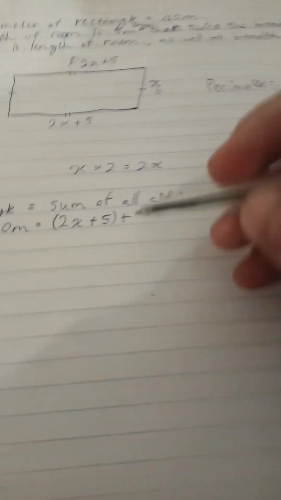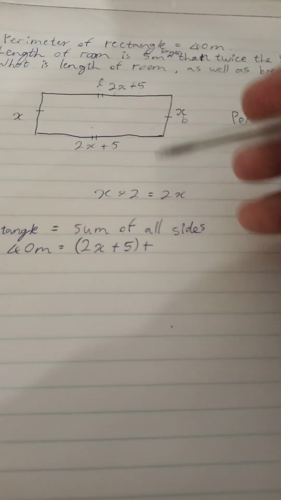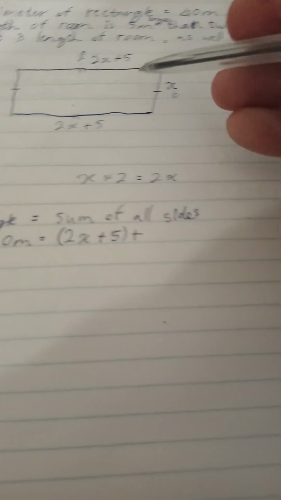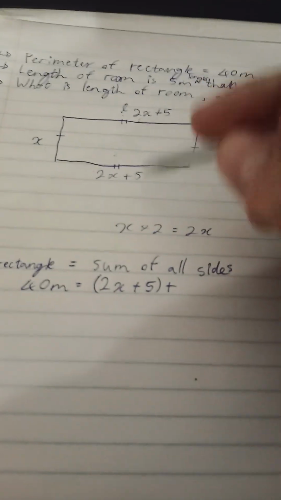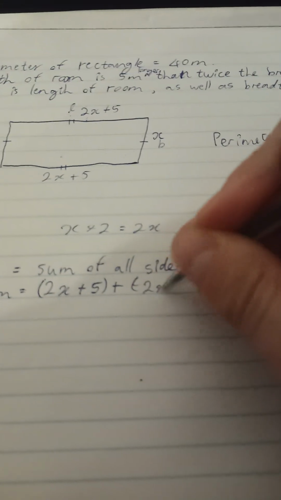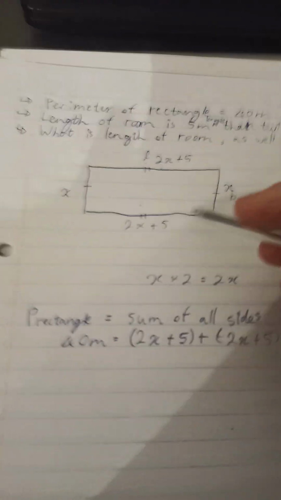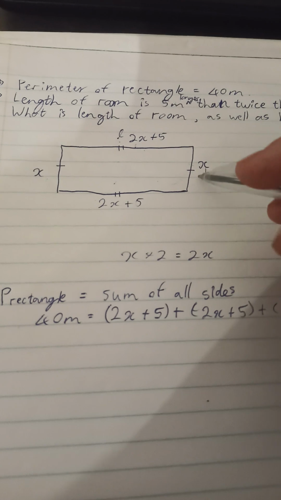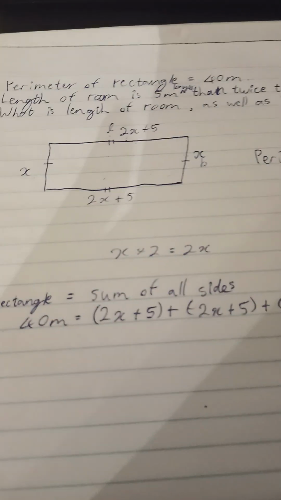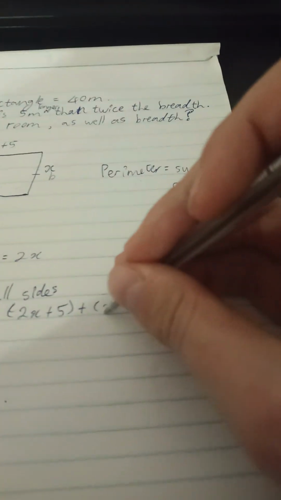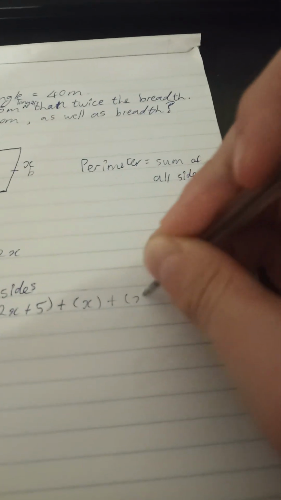So 2x plus 5 is one side. What's another side? We can write 2x plus 5 again. Let's do that, because remember, we have two sides which are also the same. So I'm going to also write this in brackets, 2x plus 5. Plus, and remember, we have two more sides that we want to add up. So we have x and also x over here. Those are the sides that we still need to add. So x plus x.